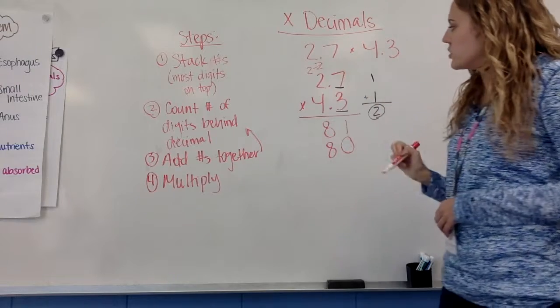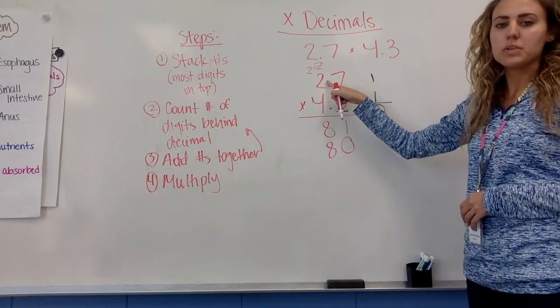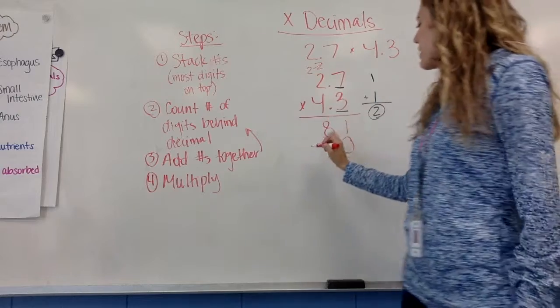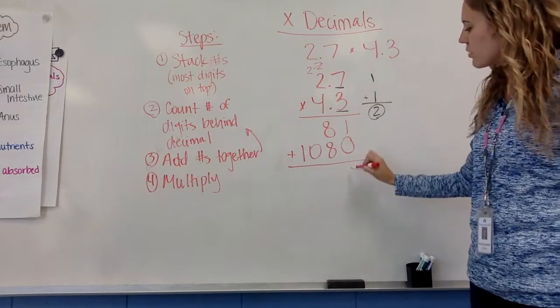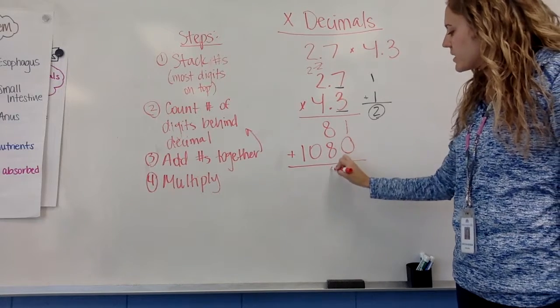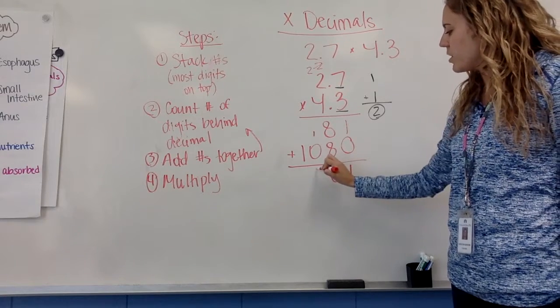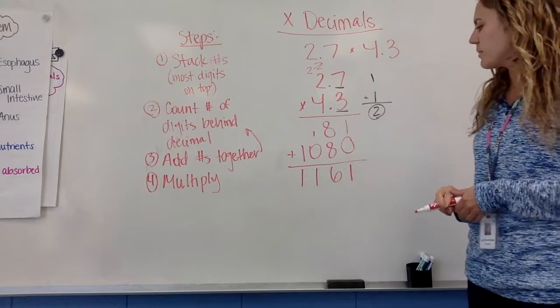I'm going to carry my 2 on top. 4 times 2 is 8, plus 2 that I've carried over is 10. And I'm going to add my numbers together. So 1 plus 0 is 1. 8 plus 8 is 16. Carry my 1, 1, and 1.